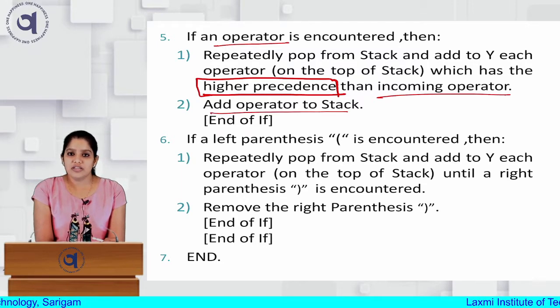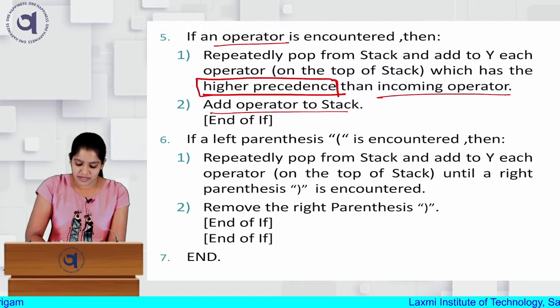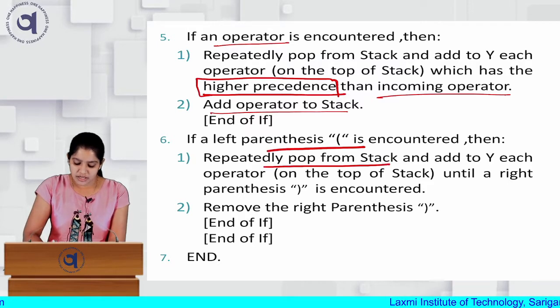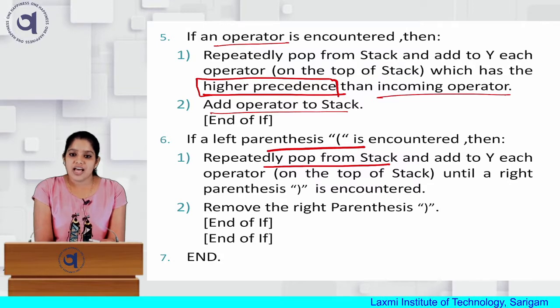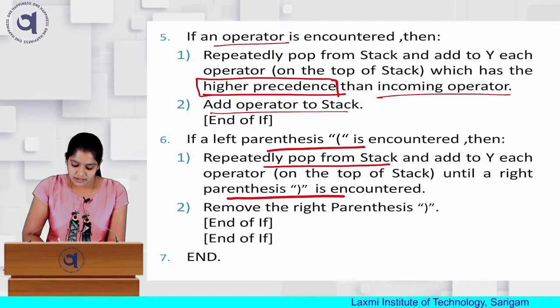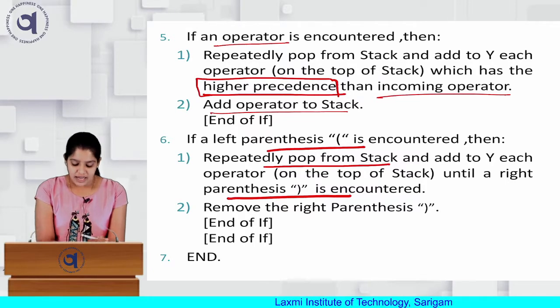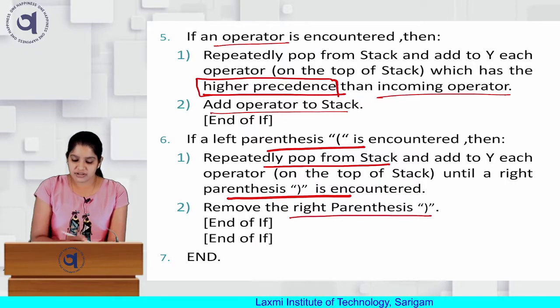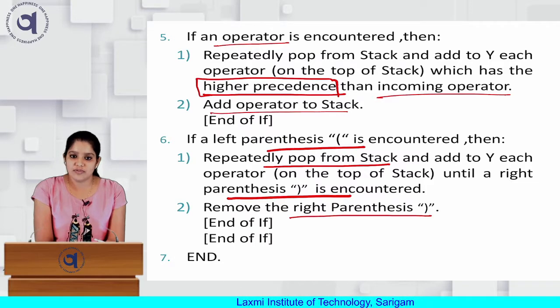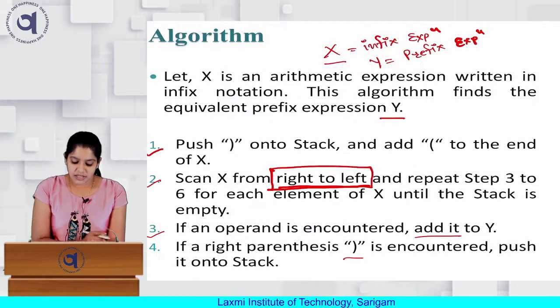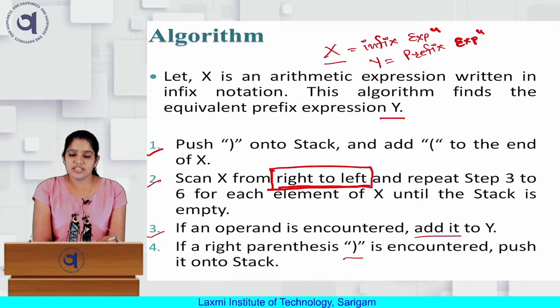Now, what if there is a left parenthesis, if a left parenthesis is encountered, right. Then we need to repeatedly pop from the stack until the right parenthesis is encountered. Till that point we need to pop each and every element from the stack and push it to y, right. And at the last we need to remove the right parenthesis, that is our closing bracket, right. So, this is a simple algorithm for converting infix to prefix.